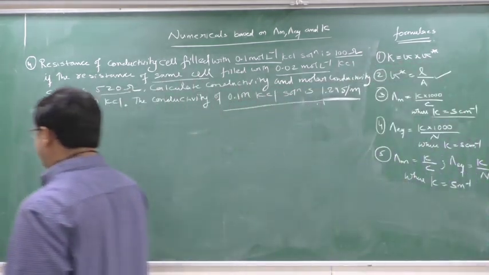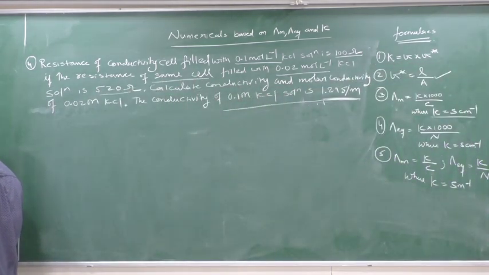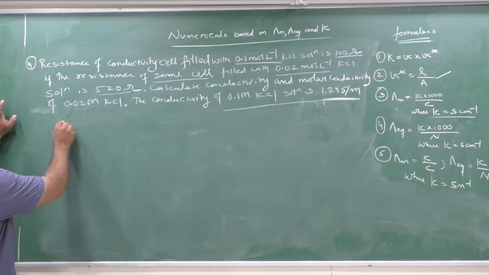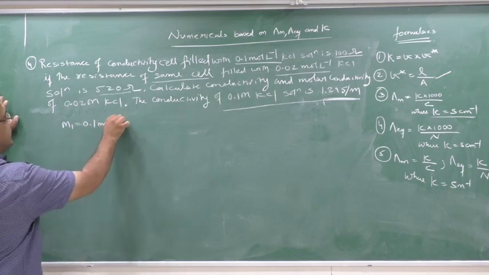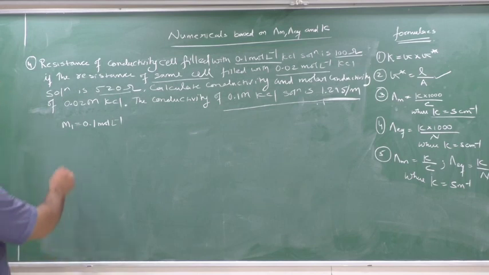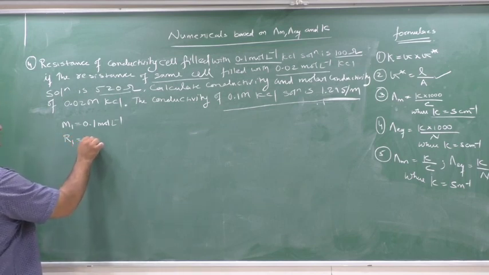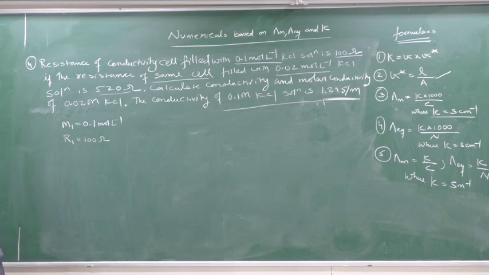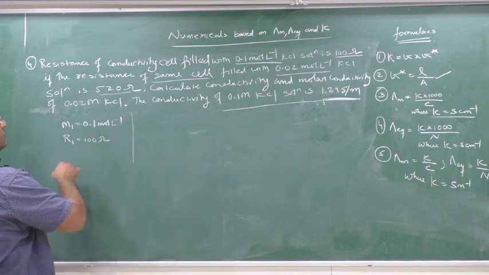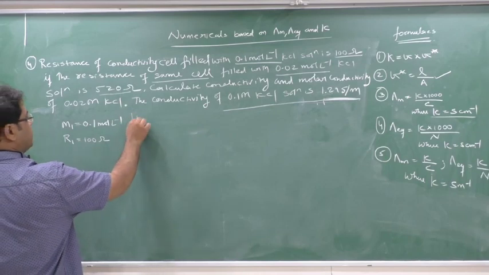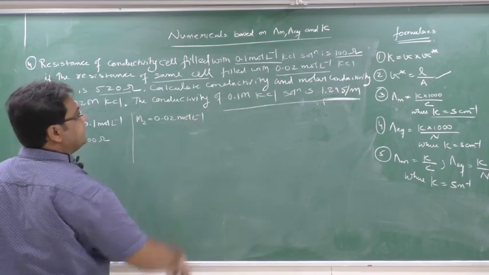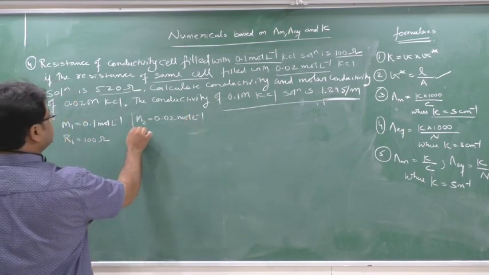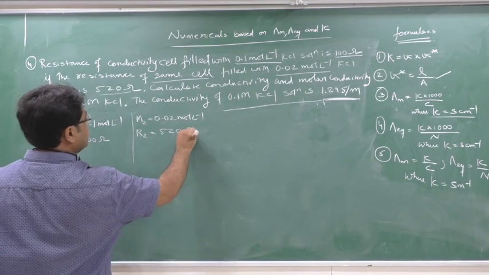So we will write down here the first given. You can write down along with me. The resistance of the conductivity cell filled with 0.1 mole per liter. So M1 they have given, it is 0.1 mole per liter, that is molar, is 100 ohm. So R1 is given. If the resistance of the same cell filled with 0.02 mole per liter, so M2 they have given 0.02 mole per liter KCl is 520 ohm, so R2 is 520 ohm.